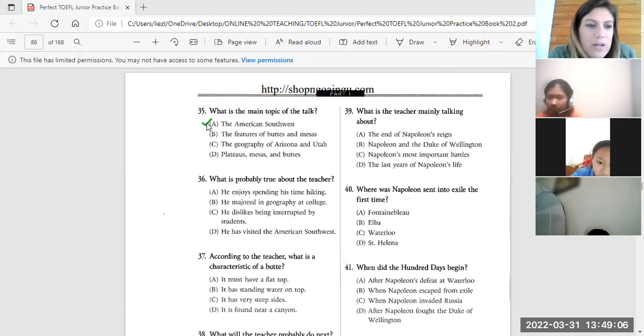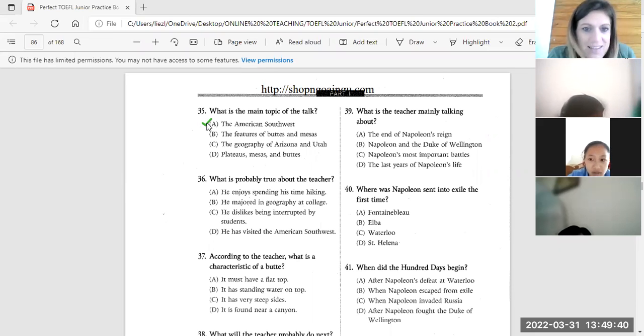Okay, what can we say about the teacher? What is true about the teacher? Let's have a look at the options. He enjoys spending his time hiking. He majored in geography at college. He disliked being interrupted by students. He has visited the American Southwest. B, what do you think? If you can think about this teacher. I think he majored in geography at college. Yes. According to the teacher.